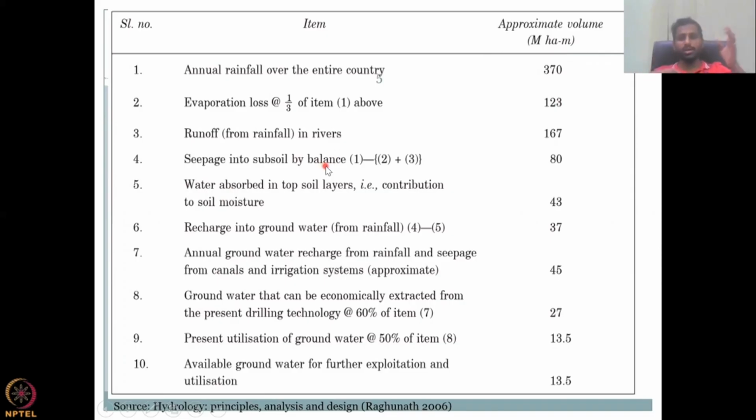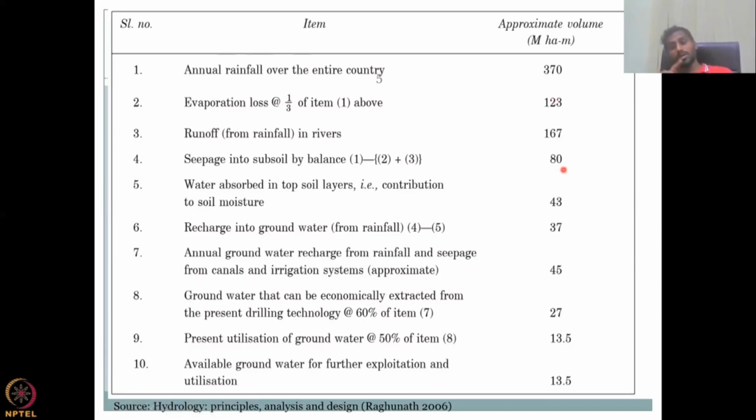Okay, so how much seepage is happening? You just subtract the rainfall, 1, and then 123 and 167. So if you know one quantity in your water balance, you can estimate the other components by a simple addition or subtraction. Here they've added 2 and 3 and subtracted to get 80. So this is the groundwater recharge.